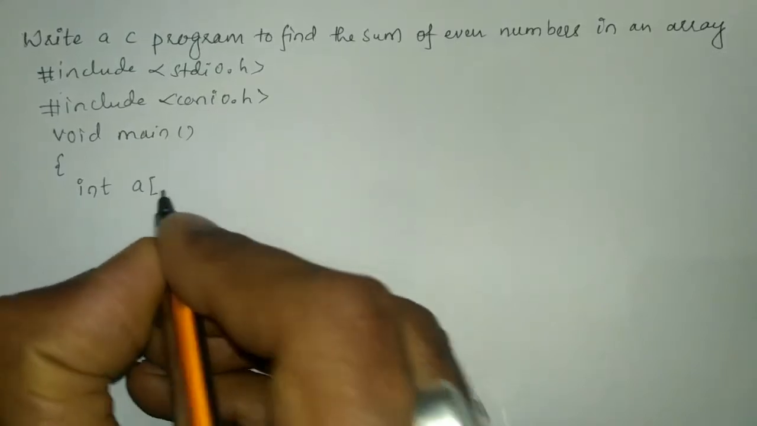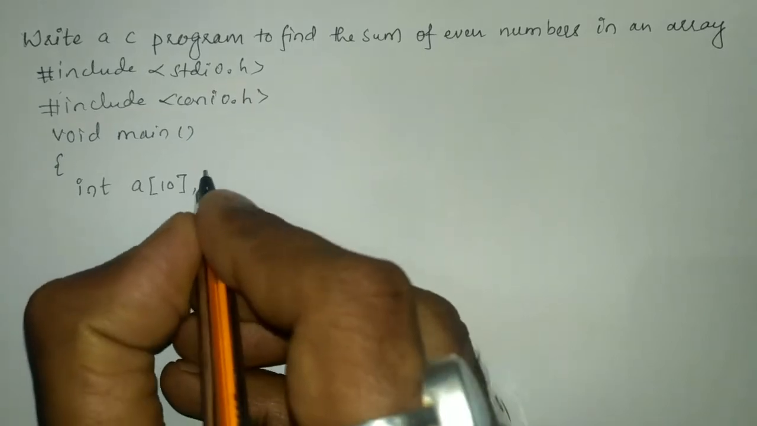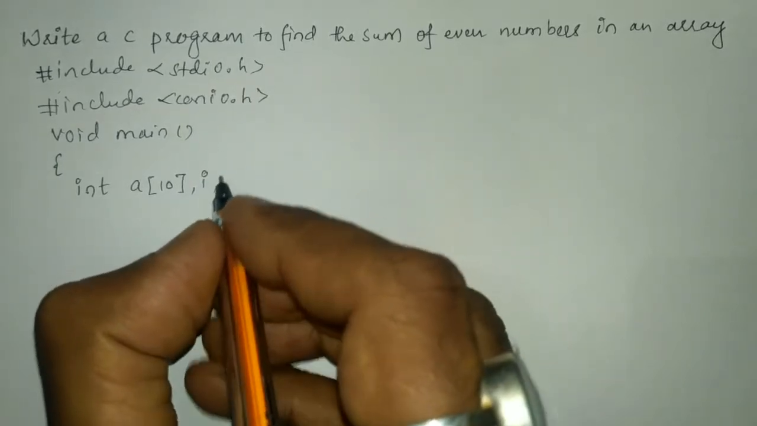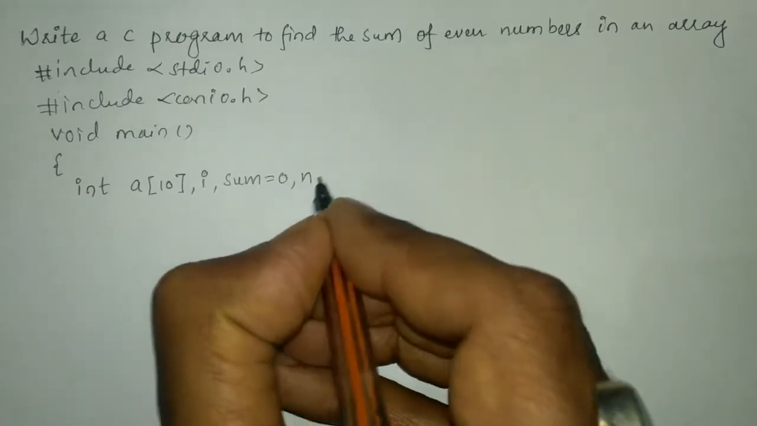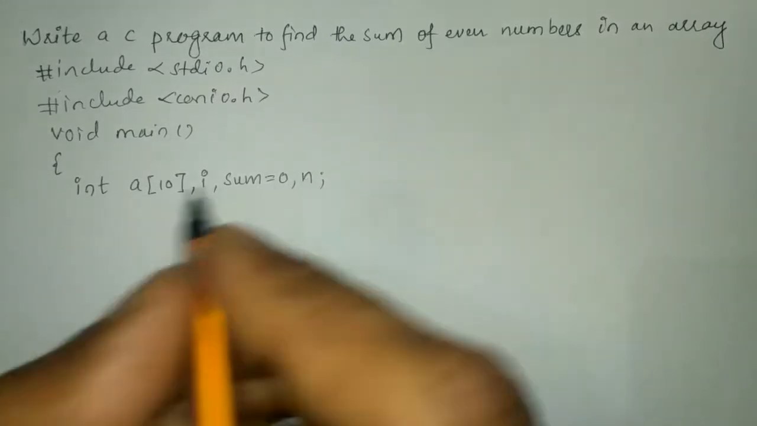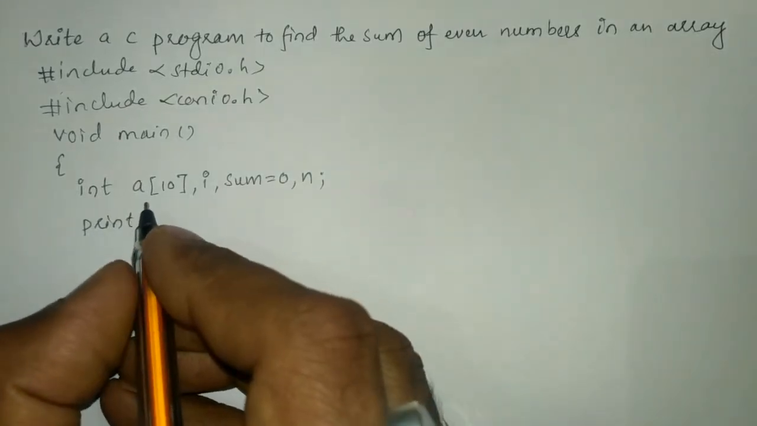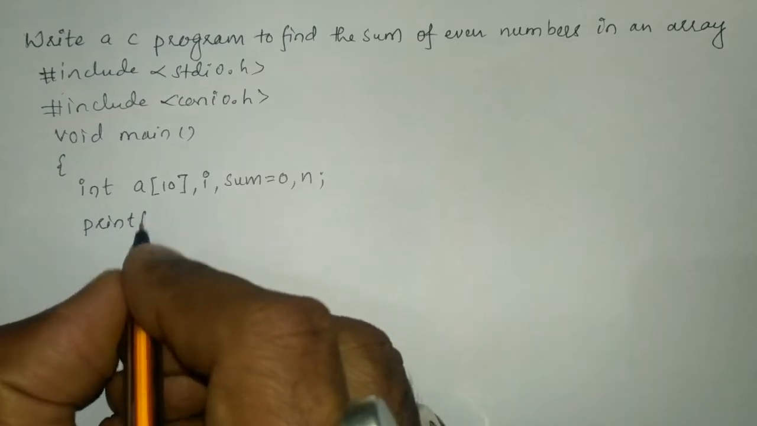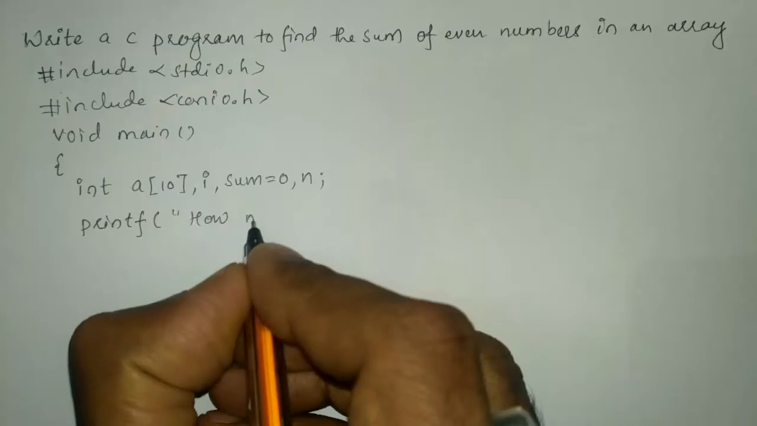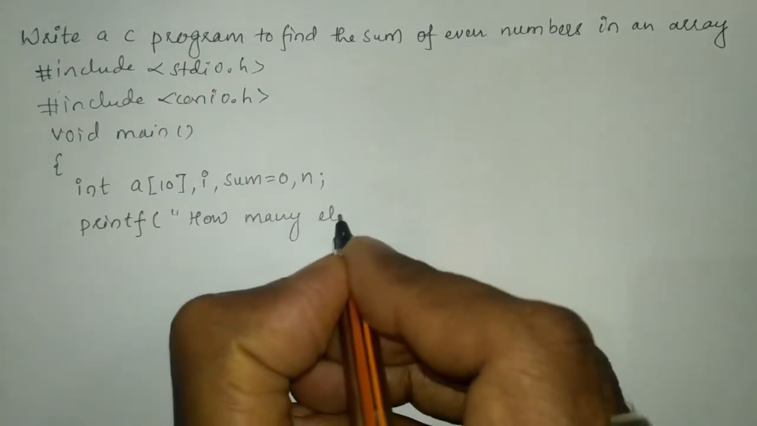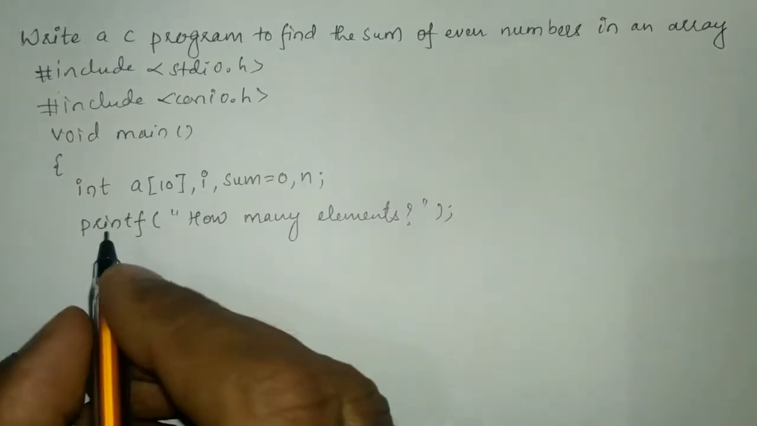an array called A, and I'll write size 10 in a square bracket, and I'll declare one more variable called i, and here I'll write sum is equal to 0, and I'll take one more variable called n. Now I'm going to ask the user to enter how many elements using printf function. Here I am going to ask the user how many elements, and the double quotation mark, put semicolon.